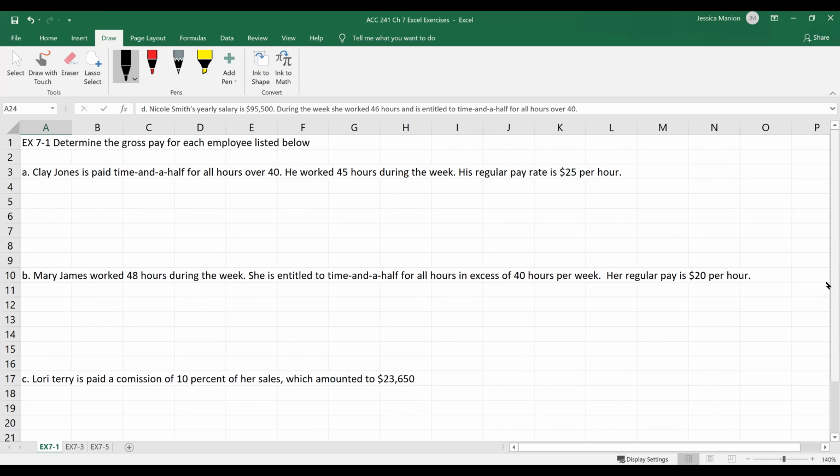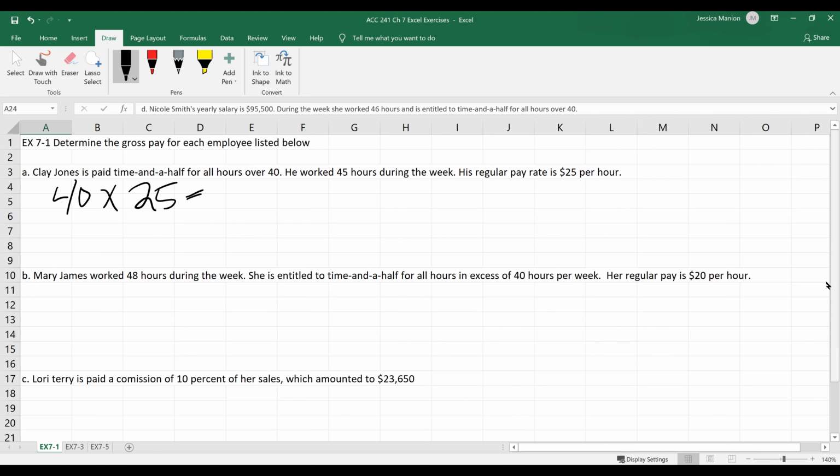Exercise 7-1, determine the gross pay for each employee listed below. So letter A, Clay Jones is paid time and a half for all hours over 40. He worked 45 hours during the week. His regular pay rate is 25 per hour. Okay, so he gets, and we'll set this up. He gets 40 times 25.